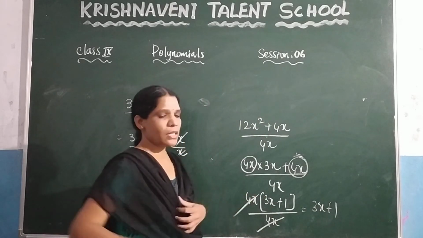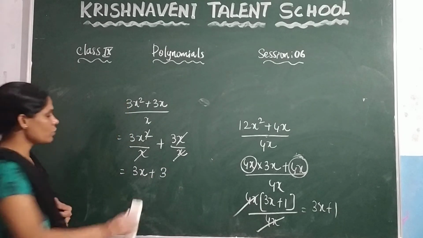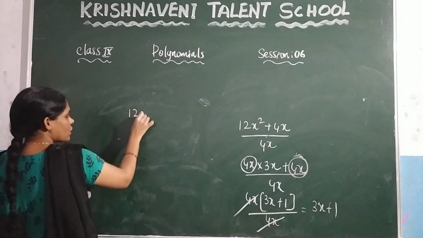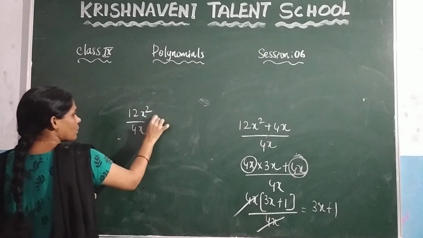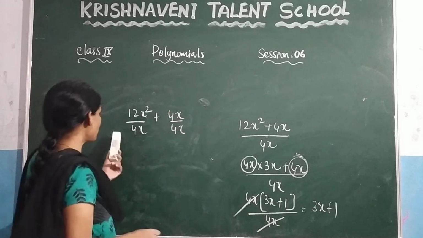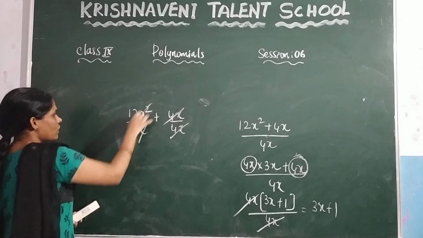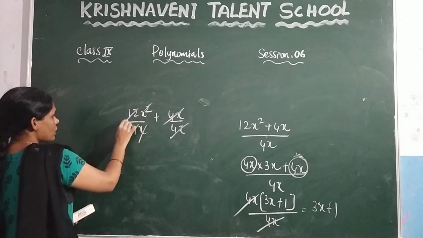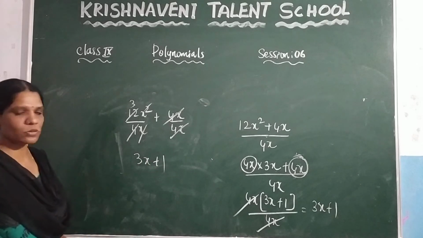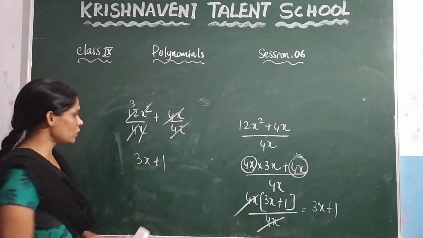Like that you can solve it, or otherwise do the same thing we did earlier. Just separate each term. You can write this as 12x square by 4x plus 4x by 4x, right? Just separating this, the 4x will get cancelled. Similarly here, 4x by 4x is 1. You know that 4 1s are 4, 4 3s are 12. You will get 3x plus 1. Like that you need to divide when dividing a polynomial by a monomial.